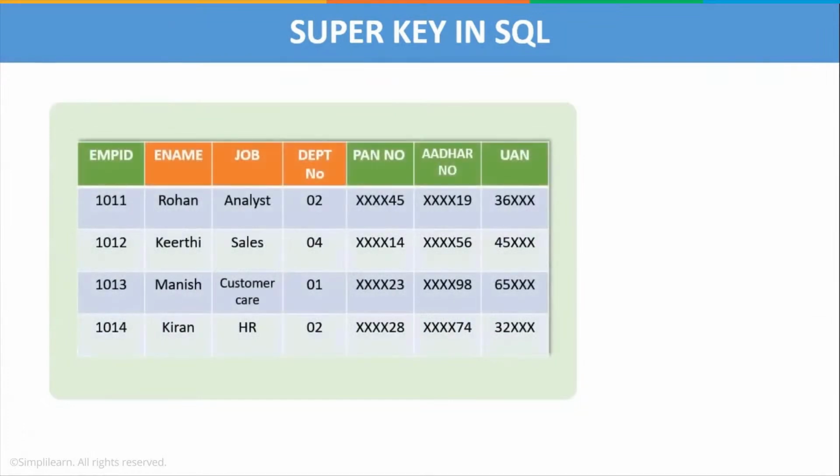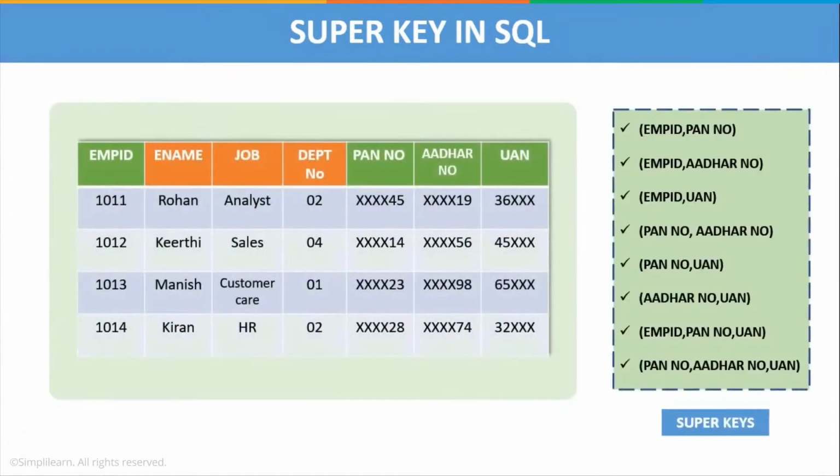So let us take an example again. Consider the employee table here, and if you look at the possible super keys, they are: employee ID and PAN number, employee ID and Aadhaar number, employee ID and UAN, PAN number and Aadhaar number, PAN number and UAN, Aadhaar number and UAN, employee ID, PAN number and UAN, and finally PAN number, Aadhaar number and UAN. Now all the above keys are able to uniquely identify each row. So each of these keys is a super key.